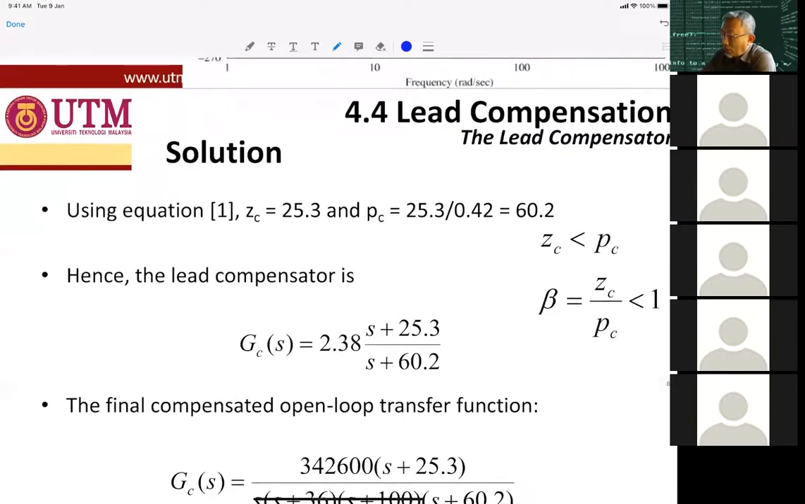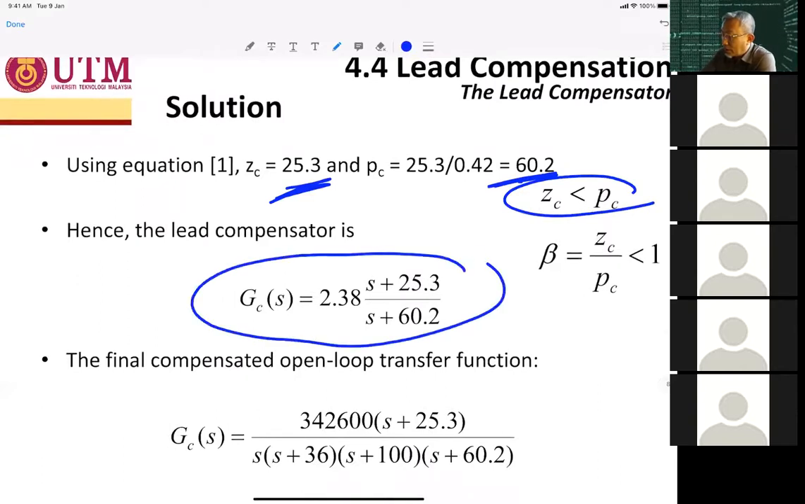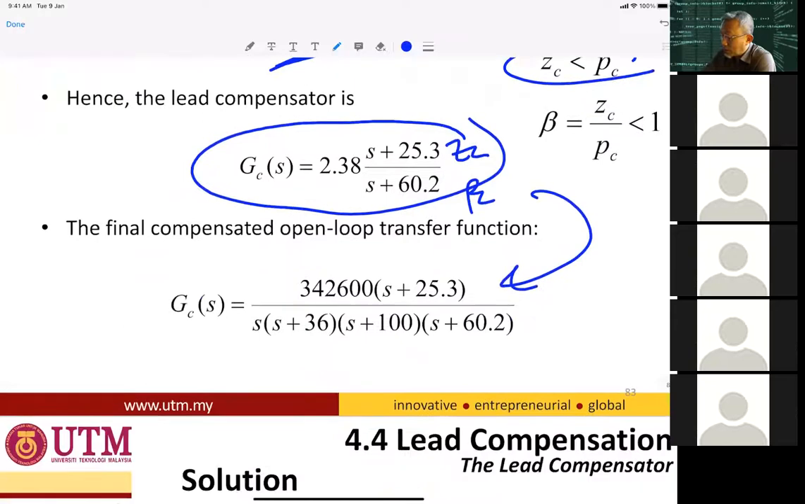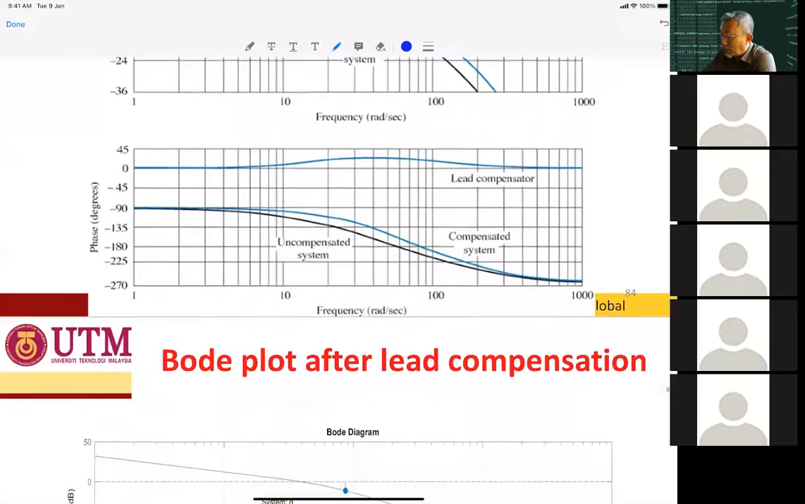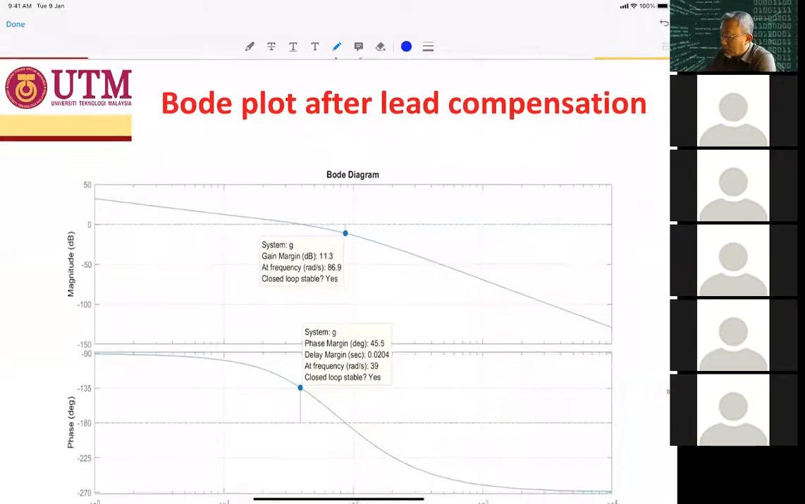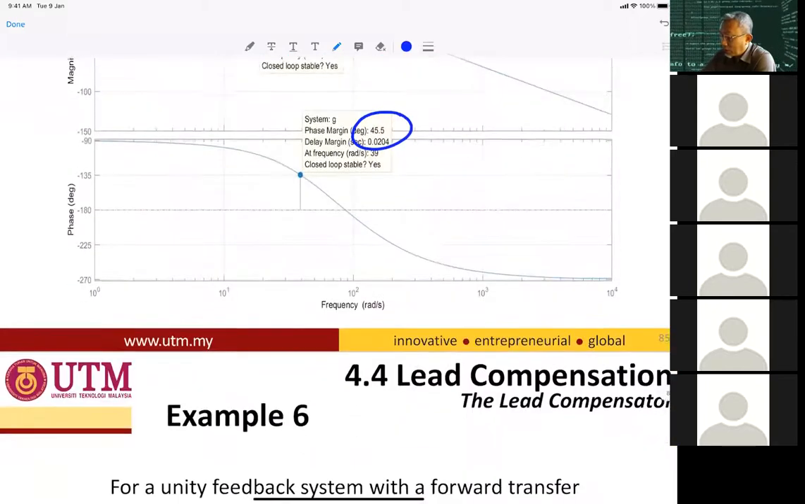So the Zc is 25.3 and Pc is 60.2. So Zc is less than Pc. The ratio is less than 1, which is 0.42. This is your lead compensator. It makes sense because Zc is less than Pc. Then multiply with the current open loop transfer function. Then you will get the design specification, which is 45.5 degrees, the targeted, which is in the range of acceptable value.